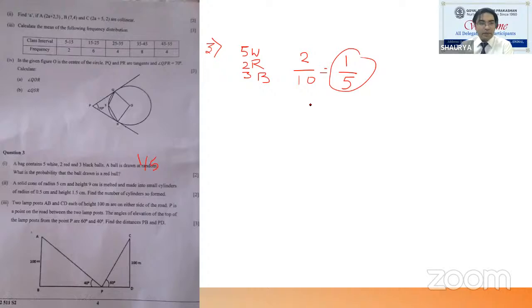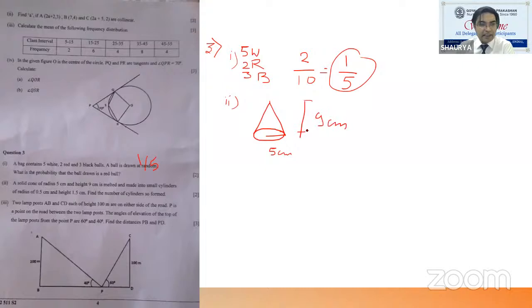Going to the second part, we have a solid cone. This is the second part. We're done with the first one. A solid cone of radius 5 centimeters. So let's have a cone first. Its radius is given as 5 centimeter and its height, altitude is given as 9 centimeter.